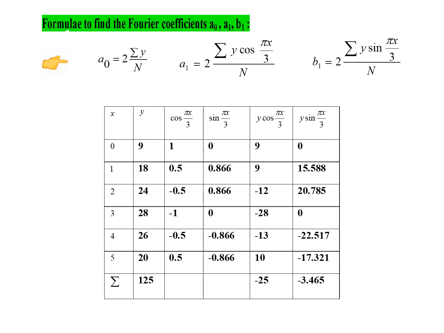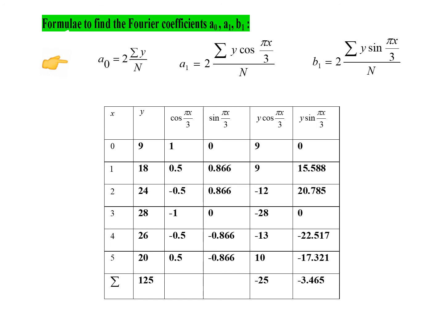So look at the tabulated values. For example, the last one, 15.588, how do you get that? In the place of x you have to substitute 1. So sin pi by 3 will be there, and calculate what is sin pi by 3. That answer you have to multiply with y. So what is y for that? 18. So likewise you have to calculate for each and every x and y and fill up this tabular column. And finally find the summation also, that is very important.